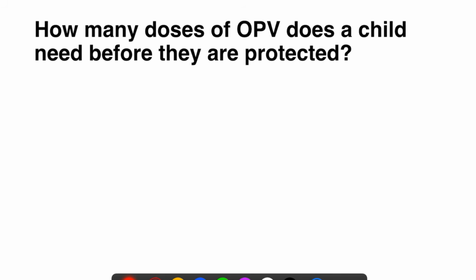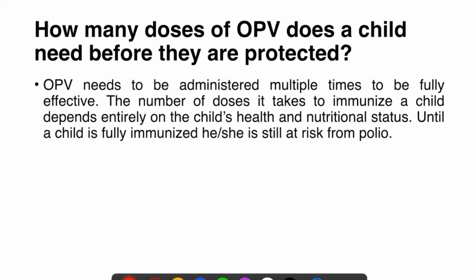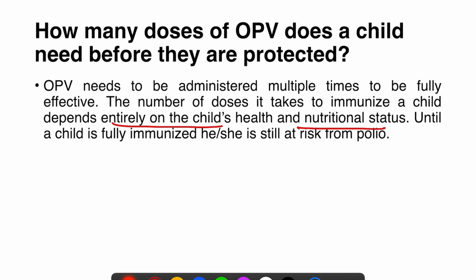How many doses of OPV does a child need before being protected? There is no definite answer, because it depends entirely on the child's health and nutrition status. So OPV needs to be administered multiple times to be fully effective.